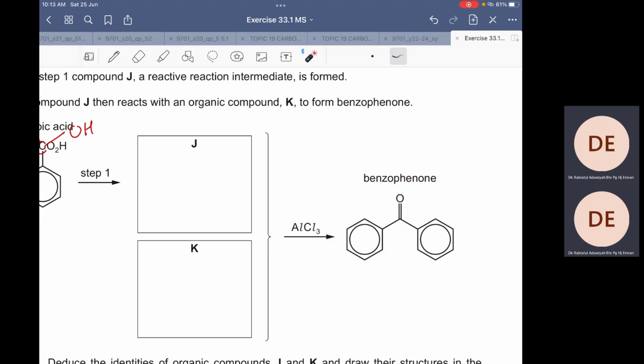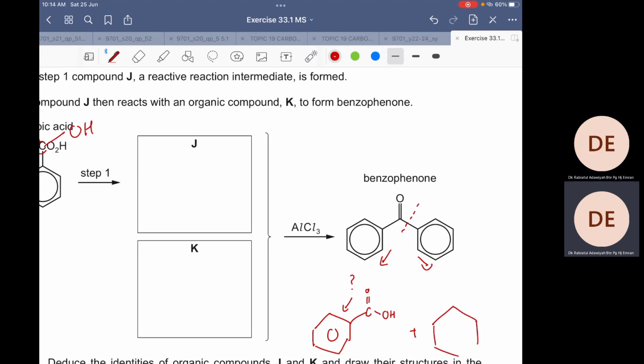Okay, so I am going to try to break them down, again working in reverse. I will leave some space because there's something in between. So I have a COOH, and if I break it here, I only have benzene.